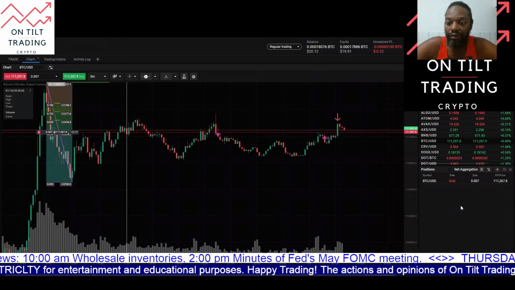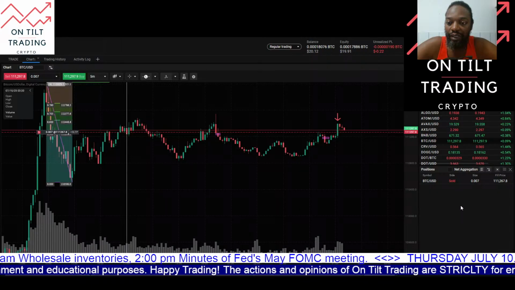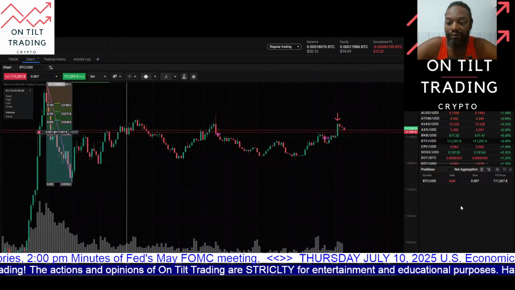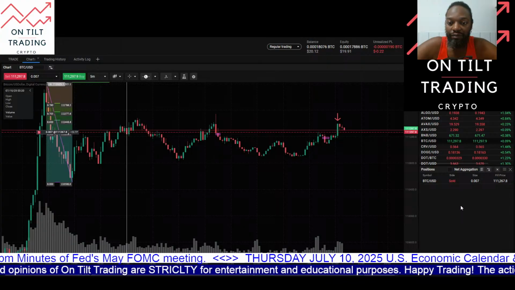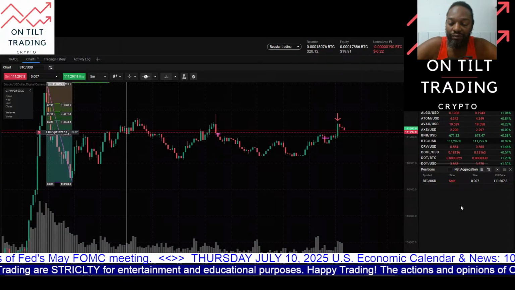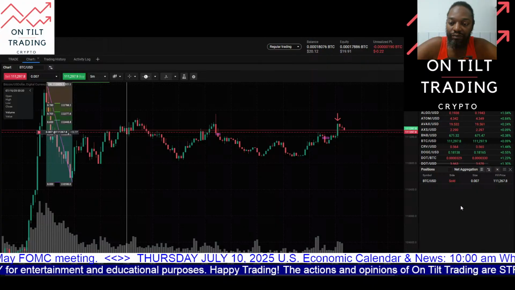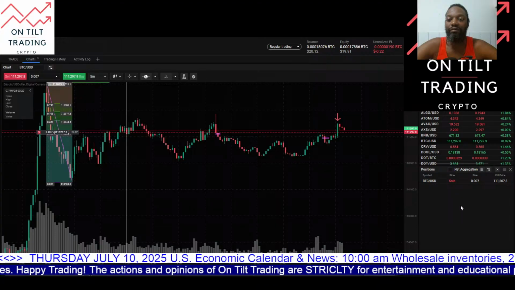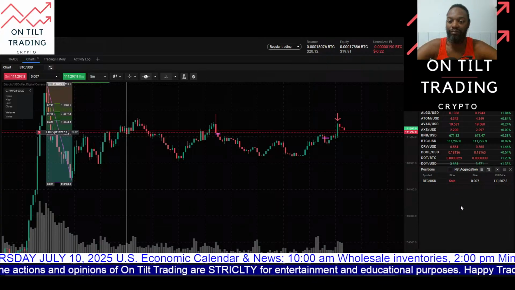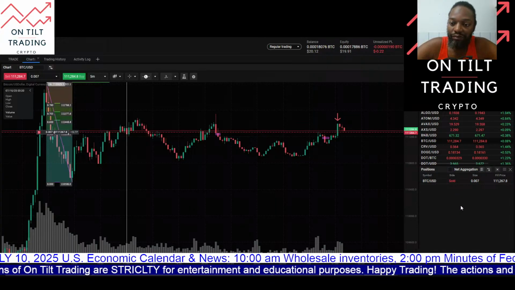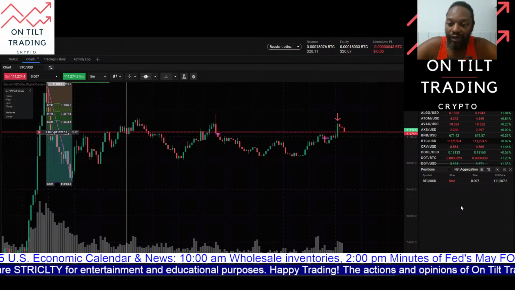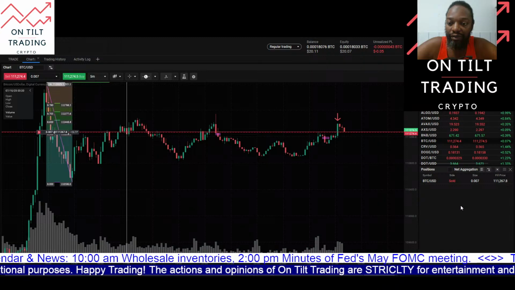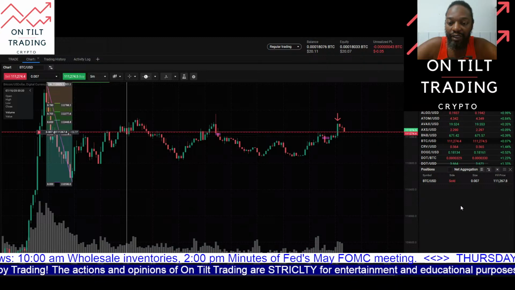Price holding here, 111,297.8. And a new 5-minute low, 111,274.4. Price now at the 111,280 level.